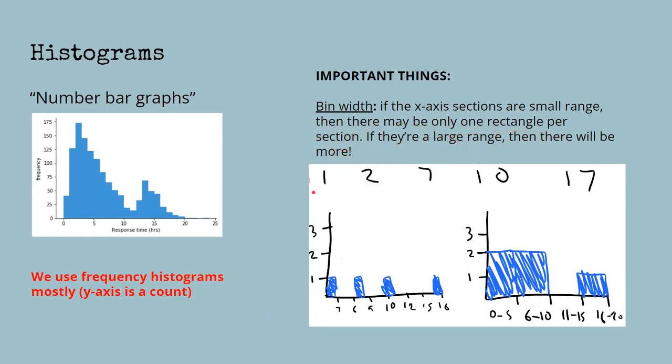So here's what I mean by this. See this data? 1, 2, 7, 10, 17. Here we have small bin widths, so there's only one square. That's the highest thing that there is. And it's a little bit better once we go up to 5, because now we have 2 for some of them. So it's important to look at bin width.